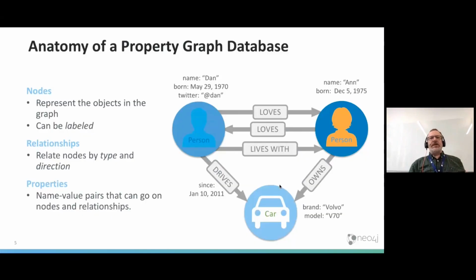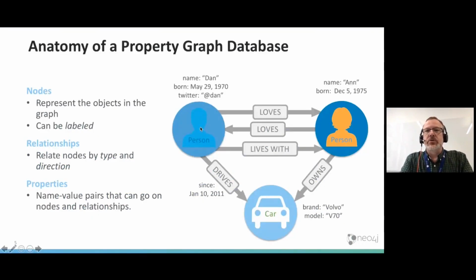So quickly, as I said, first we'll talk about the anatomy of a property graph database. So we all know what we're talking about when we look at some of the data. This is the label property graph model that Neo4j implements. It's based really on three different things. So first we have nodes.